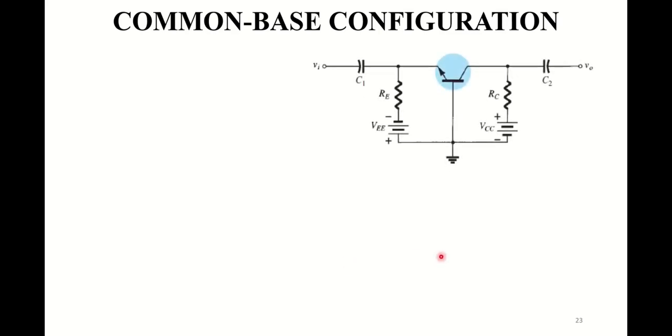The last BJT configuration that we should learn in this course is the common base configuration, as shown in this figure. The method to solve this circuit is exactly the same as for the previously discussed BJT configurations. That is, first of all, redraw this circuit for DC analysis and divide the redrawn circuit into its input loop and output loop.